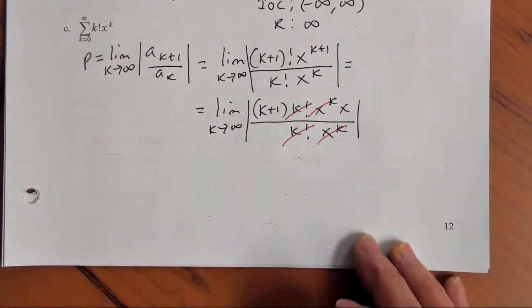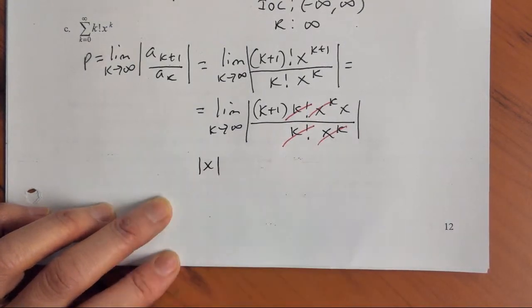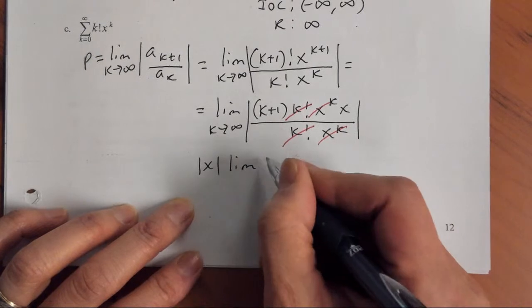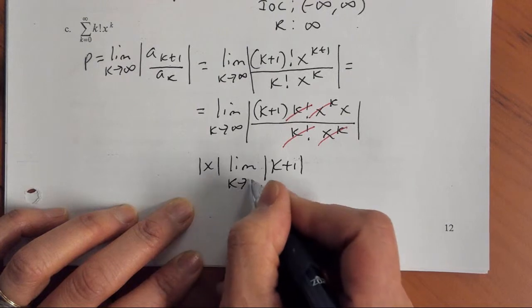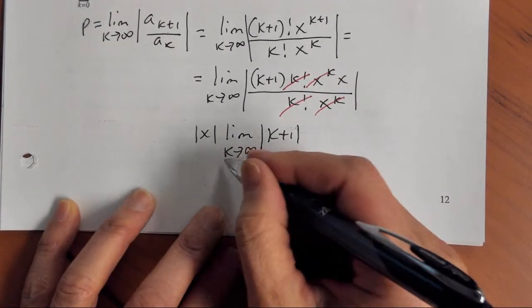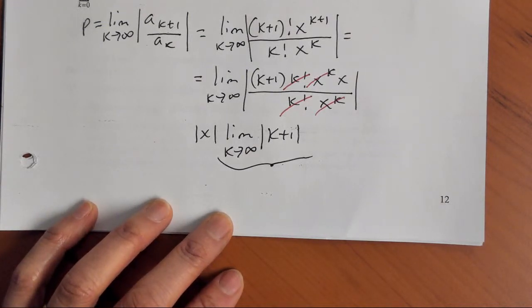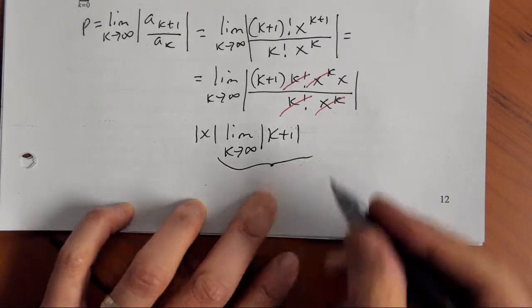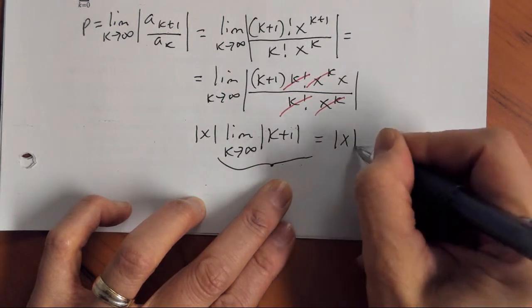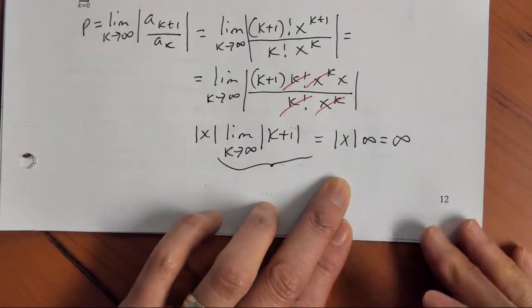Okay, so just like the previous one, I'm going to pull out anything that is not affected by the k and then leave everything else in there. So I have an absolute value of x that I'll bring out, and then I'll write it as the limit of the absolute value of k plus 1 as k goes to infinity. Okay, now evaluate this. What is the limit of k plus 1 as k goes to infinity? Infinity. So you end up with absolute value of x times infinity, which equals infinity.